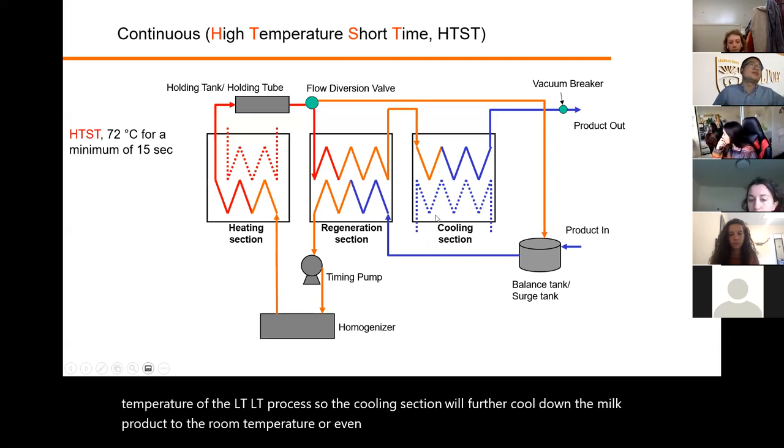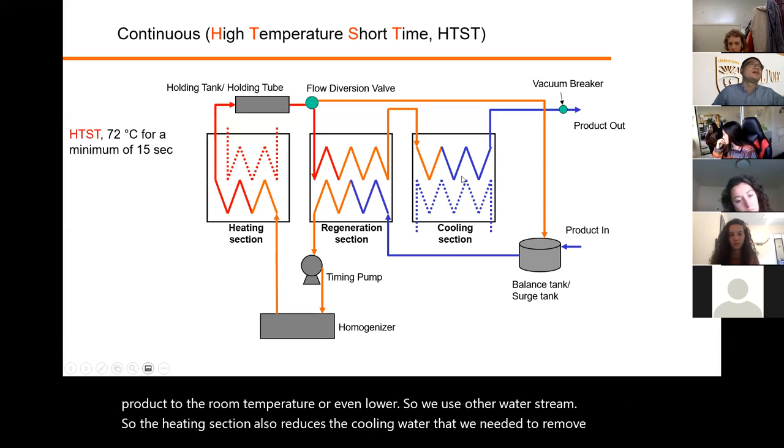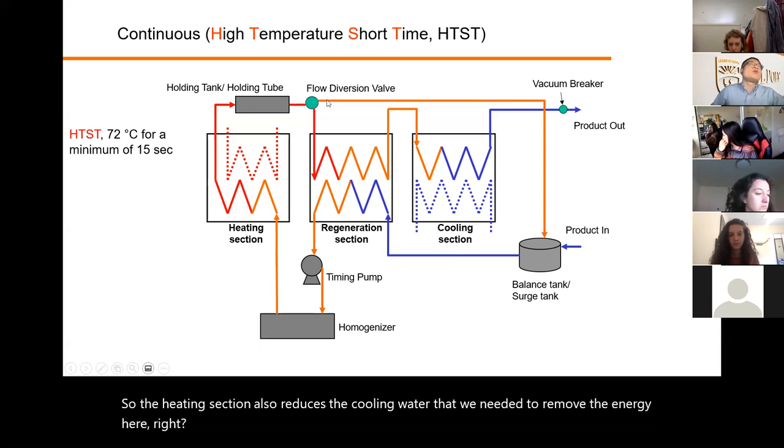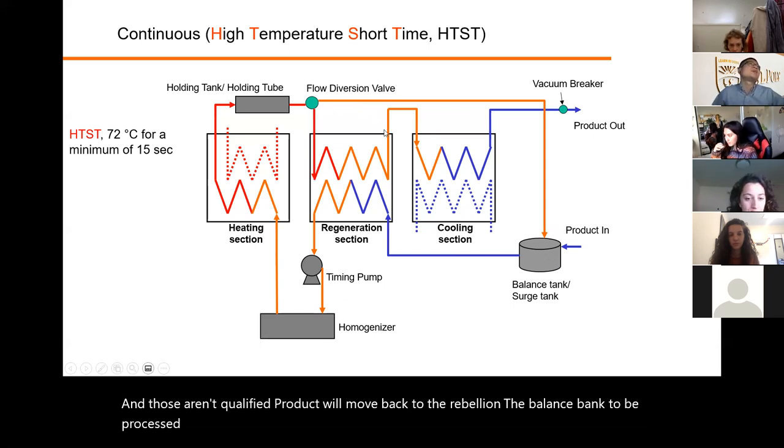So we use another water stream. So the heating section also reduces the cooling water that we needed to remove the energy here, right? And those unqualified products will move back to the balance tank to be processed again. So that's the typical design of the HTST system.